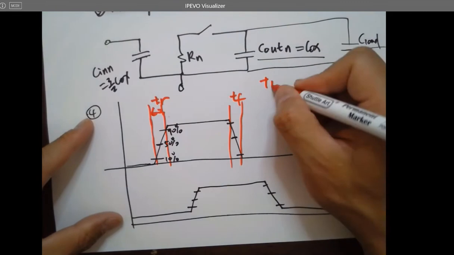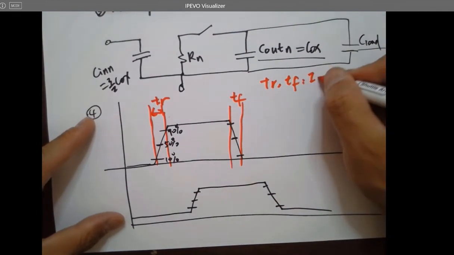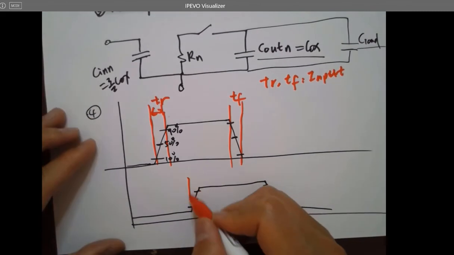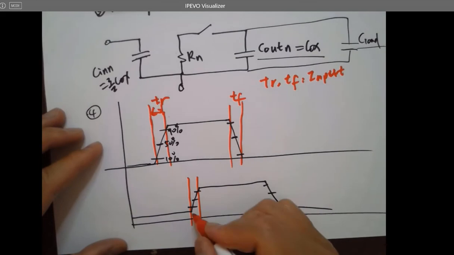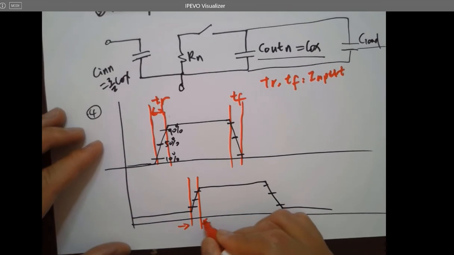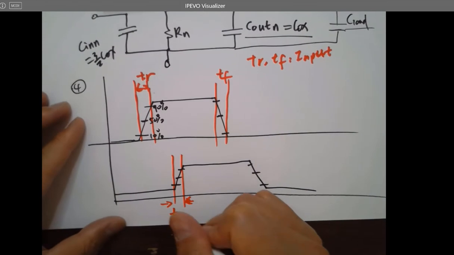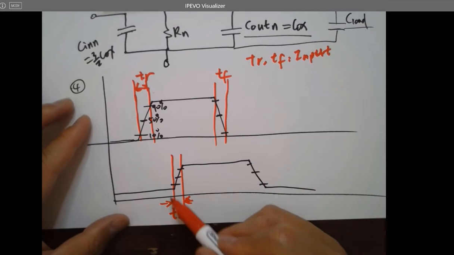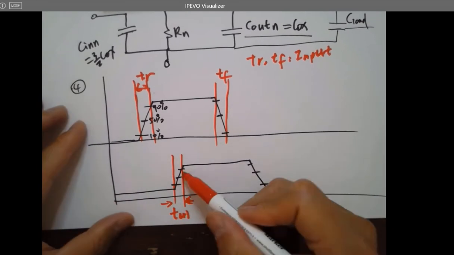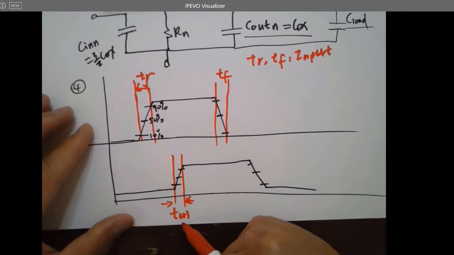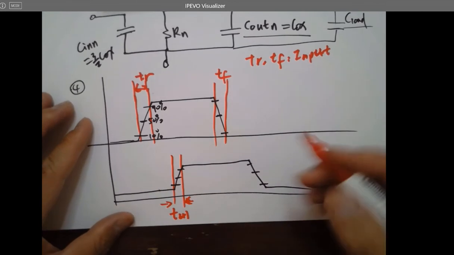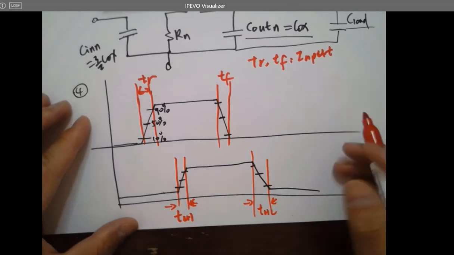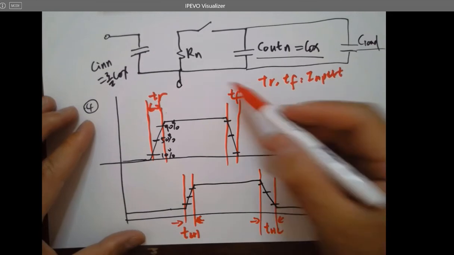So these ones are for input only. Keep in mind, this is just for input. And for the output, 90%, 10%, there will be a time difference here as well. So this is called TLH. Always look at the output when you are trying to determine if this is LH or HL. This means from low to high, the time delay is TLH. And from here, it's called THL. These are all the rising and falling times.